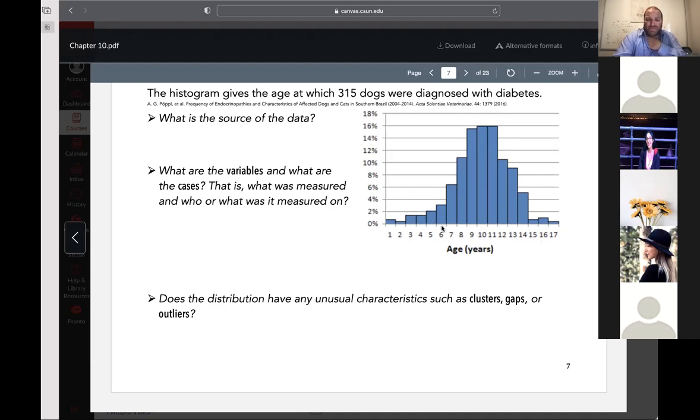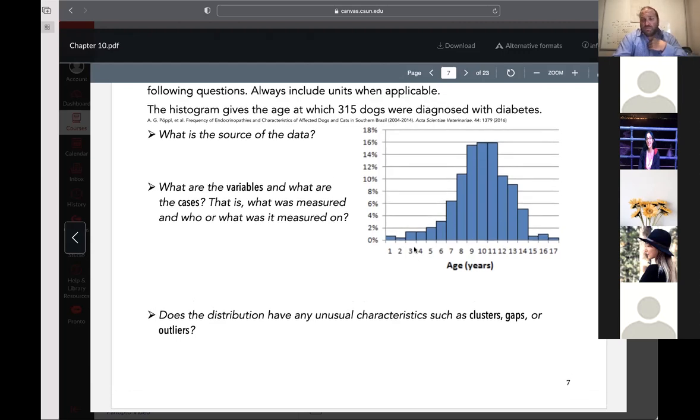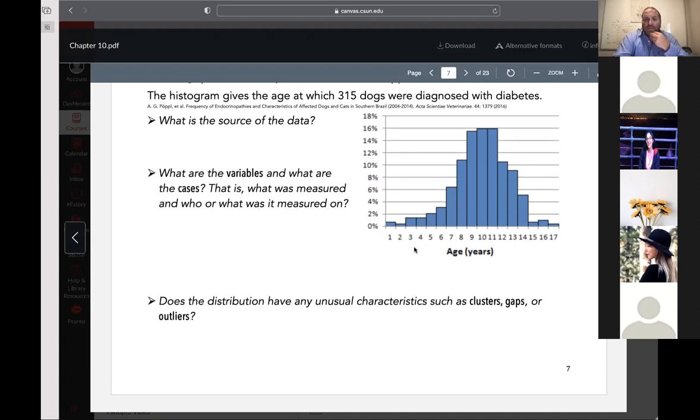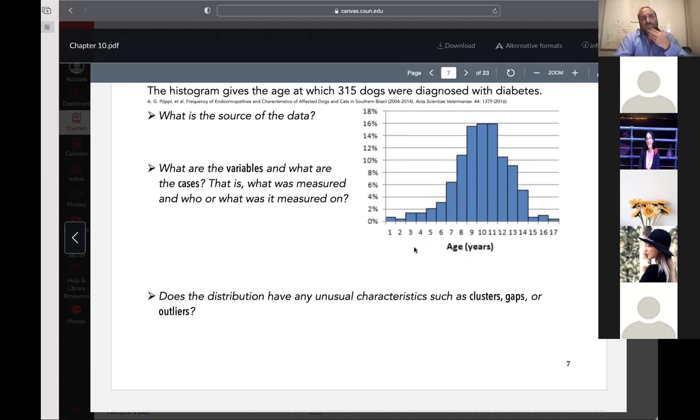What about these ones here on the other ends? I mean, 1-year-olds, 2-year-olds, 3-year-olds getting diabetes. Does that require explanation? No. No, so it's normal. Anyone here know a lot about dogs? Well, they're still young, right? They're extremely young. Yeah. They're extremely young.